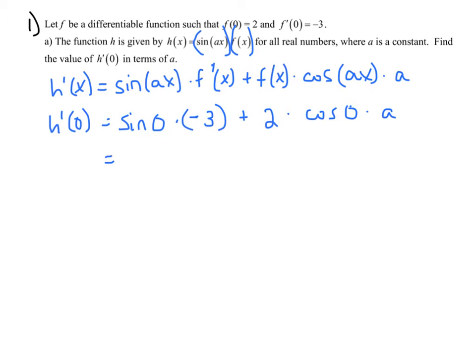All right, well, I know that sine of 0, thinking of my sine graph and where the sine graph crosses the y-axis, is 0. So this whole piece is just going to be 0, because 0 times negative 3 is 0. Okay, plus 2 times, all right, my cosine graph crosses the y-axis at 1, so cosine of 0 is 1, and then times a. So we are left with here h prime of 0 is equal to 2a.